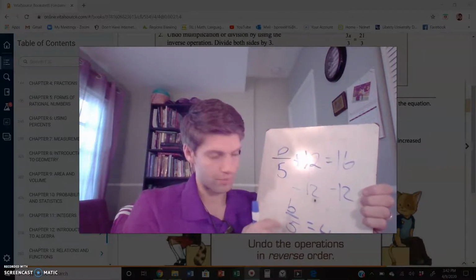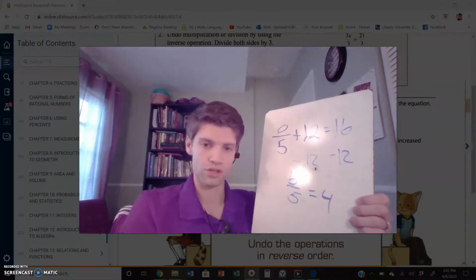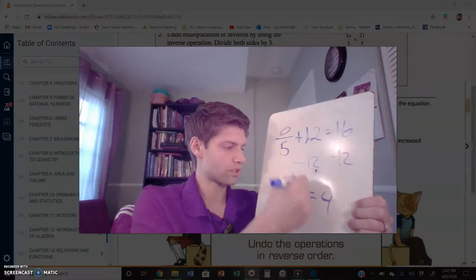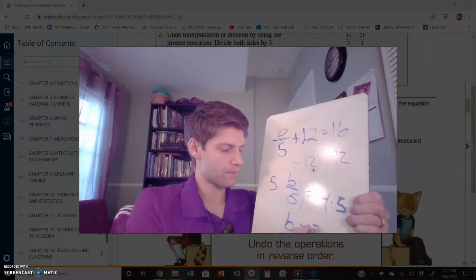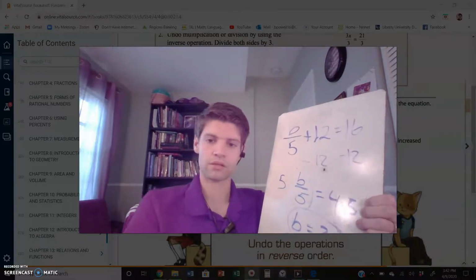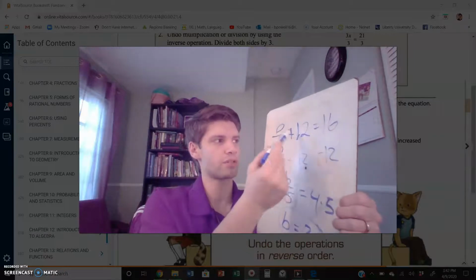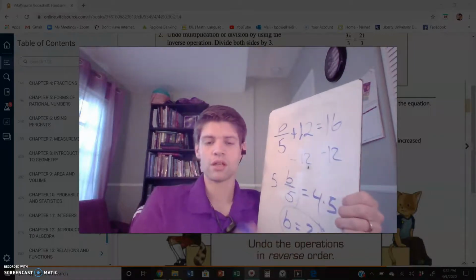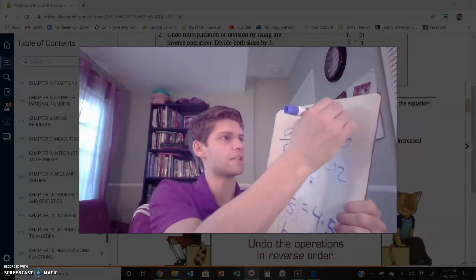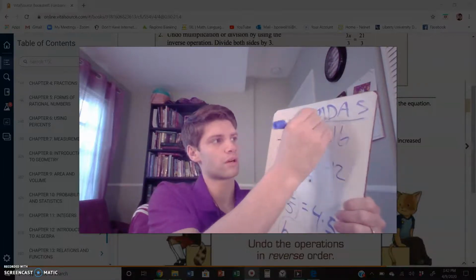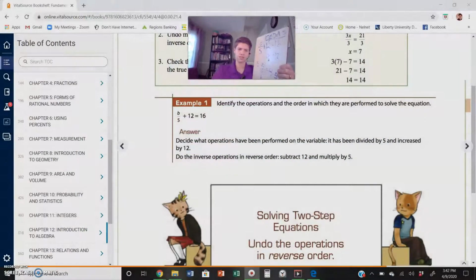Now, what's going on between b and 5? Division. Fraction bar means division. So what's the opposite? We're going to multiply by 5. We have to do it to the other side as well. b equals 20. So really the hardest part is determining what do you do first. Do you multiply both sides or do you subtract both sides? You do the backwards PEMDAS. P-E-M-D-A-S. You work backwards. And I hope that's a help to you. Let's look at some more problems.